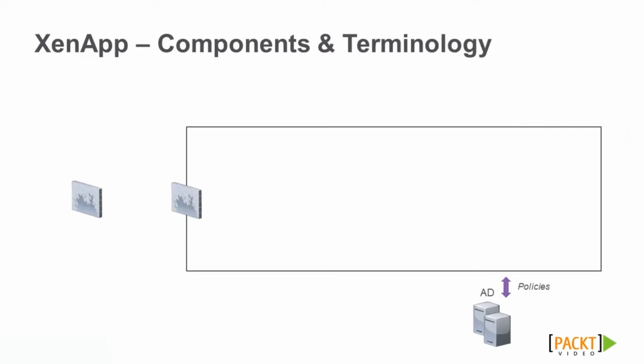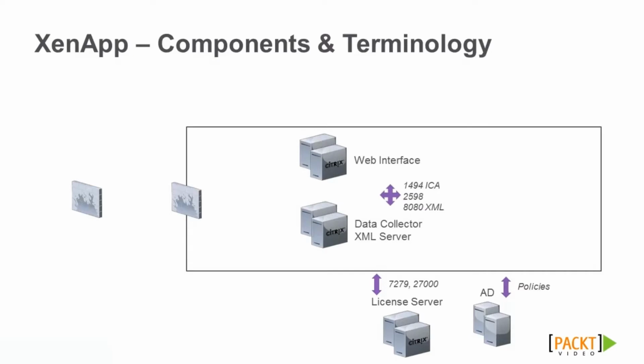Proper farm design is the most important aspect to having a well-performing, scalable farm. So let's discover the different server roles in a XenApp farm. The license server is responsible for storing and managing Citrix licenses. The web interface server hosts the web pages that users connect to access their applications. The data collector maintains information about the XenApp servers.